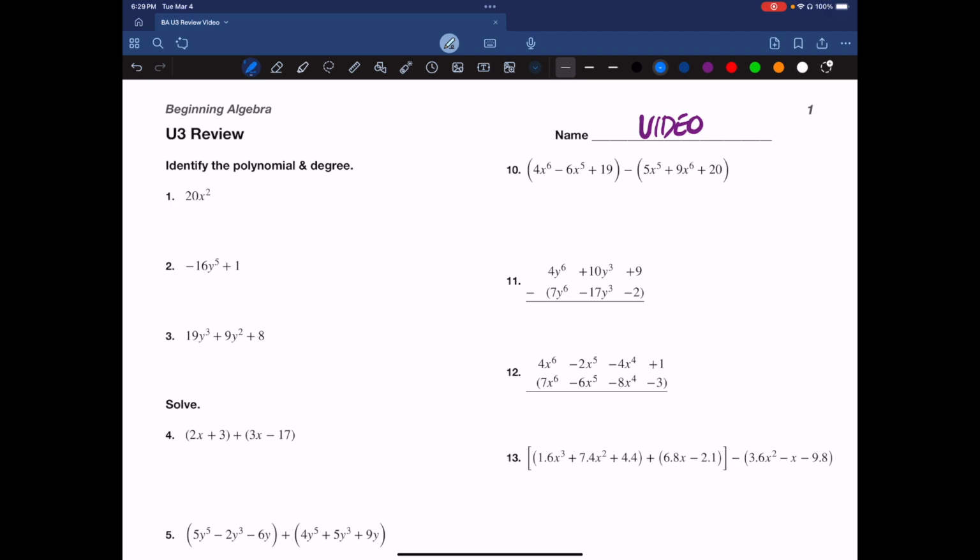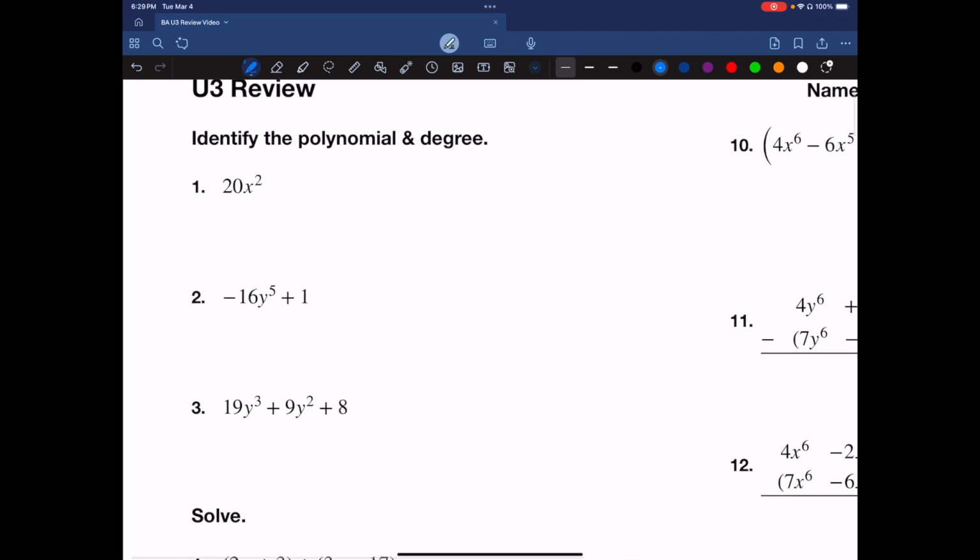Every one of these falls under the umbrella of polynomial. But if you have one term, two terms, or three terms, they also have special names. If you have one term, this is a monomial because mono means one. If you have two terms, it's a binomial because bi is two. And then three is trinomial. And again, anything above that is just called polynomial.